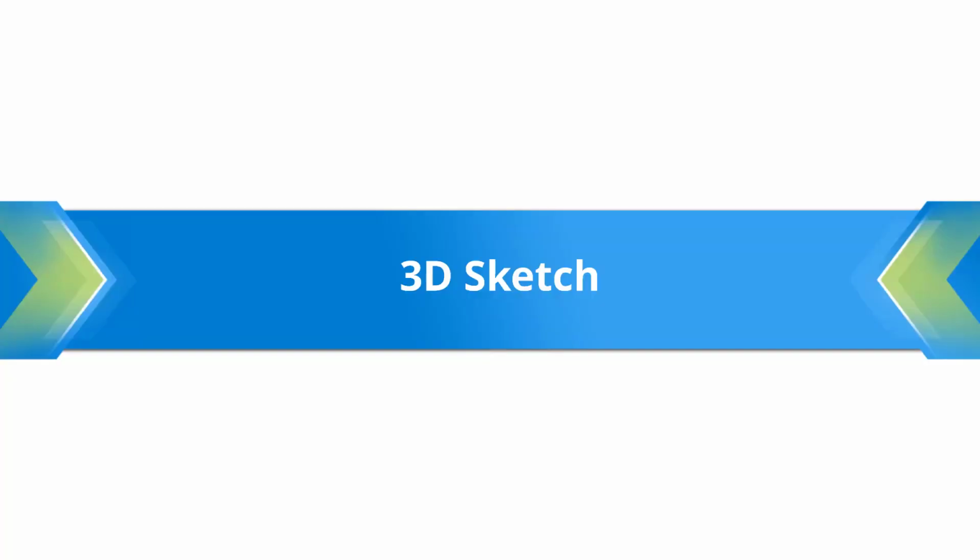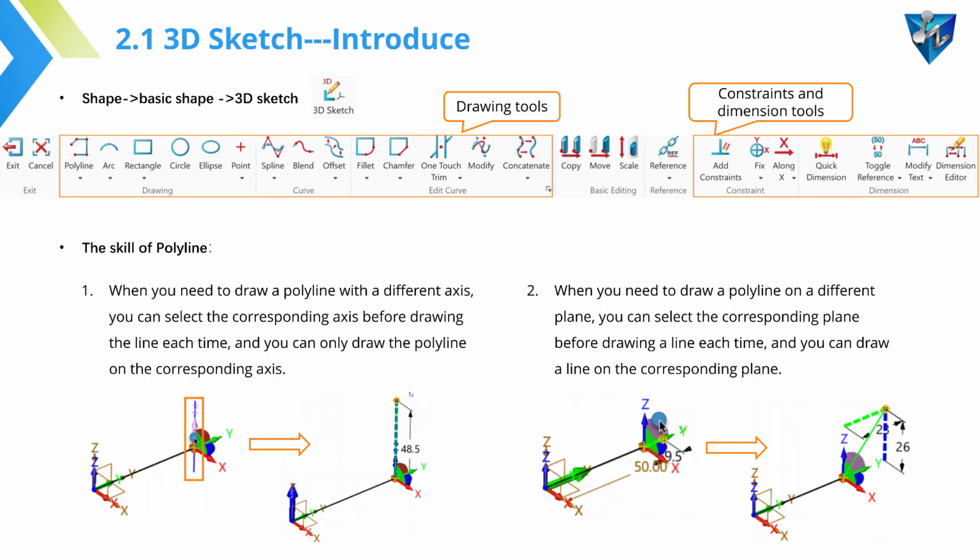And in this section I will introduce the 3D sketch. This page is the basic instructions of the 3D sketch, and we can find the 3D sketch also under the Shape ribbon tab. When you open the 3D sketch, we provide abundant drawing tools and also constraint and dimension tools for you to easily create a 3D sketch.